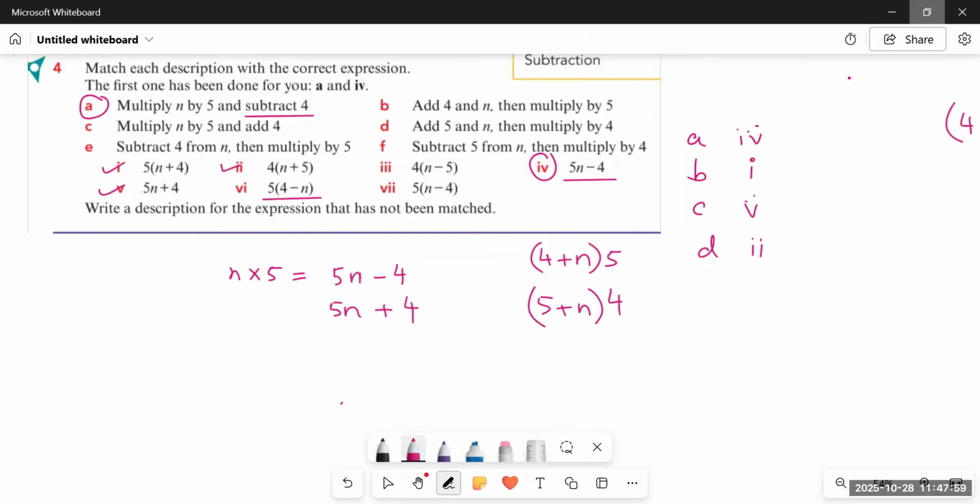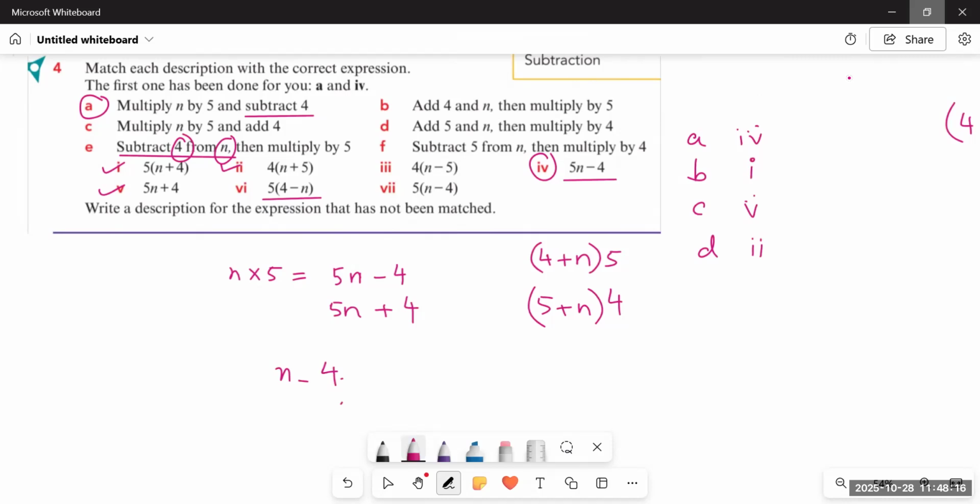Whenever the expression comes like this, always remember in subtraction, we have to keep the number after from before the number written before from. So it's n minus 4. It's not 4 minus n. It would always be n minus 4.